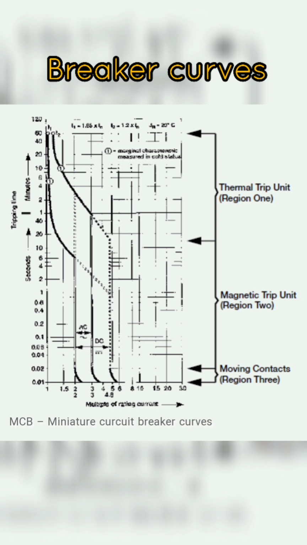Breaker contacts, region 3. This region of the curve is the time required for the contacts of the breaker to begin to separate. The contacts will open in less than 0.5 milliseconds and is graphically represented by the bottom vertical portion of the curve.